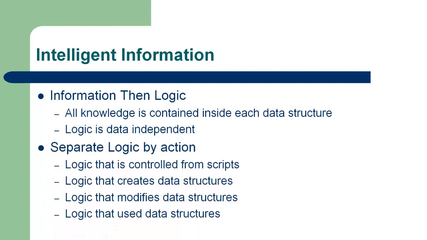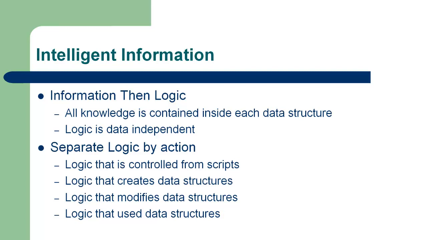So we want to separate logic by action. More of our logic is information. This is how you do something. It's the verbs; we have our data, which we can say are nouns. Logic by action, we have logic, let's say, that is controlled from scripts. Logic that creates data structures, and then we have logic that modifies data structures, and then we have logic that uses data structures. And these are spread out and intermixed in our source code, where we can barely find them or manipulate them, and we use them once, and this is where all of our hard-coded data structures reside, and we want to take that out.